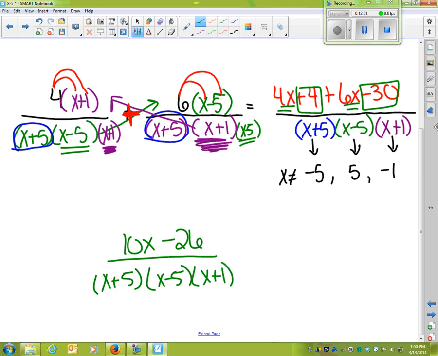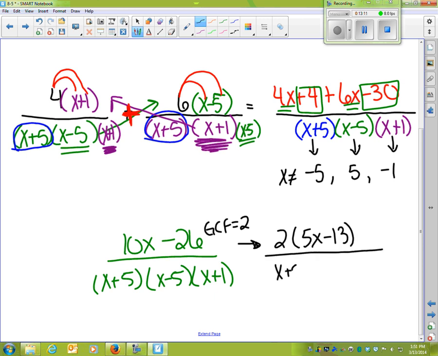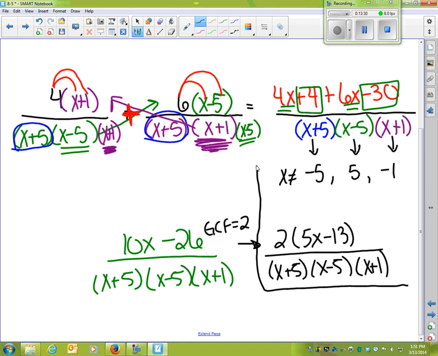The last thing, go ahead and factor the numerator. They each have a GCF of 2. So if I factor the 2 out, I get 5x minus 13 divided by x plus 5, x minus 5, x plus 1. Nothing can be reduced. So I've got my restrictions, and I have my final answer. But again, you don't know if anything can be reduced unless you factor and look at it.